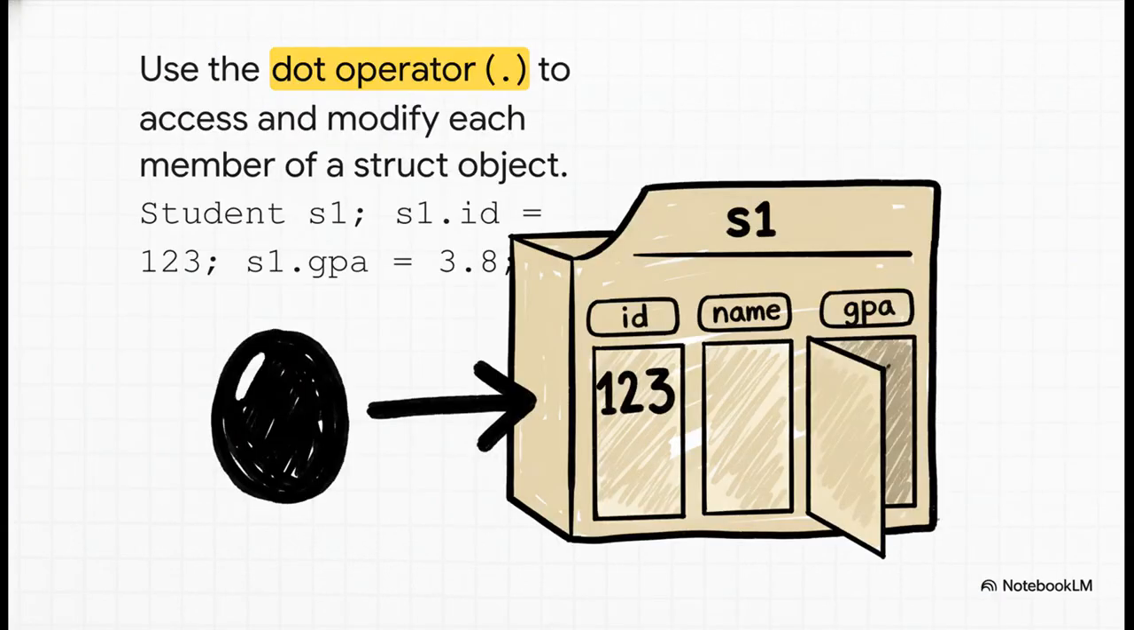And this right here is a perfect example of that third step in action. We declare a variable, s1, of our new student type. Then, using that dot, we can directly get to its members and assign them values, s1.id, s1.name, s1.gpa. See how each member just acts like a regular variable, but now it's all neatly organized inside our s1 object.